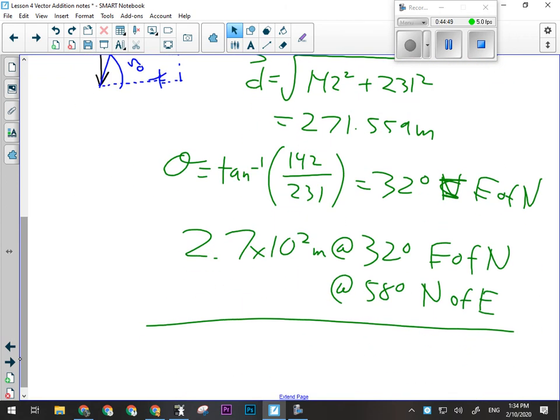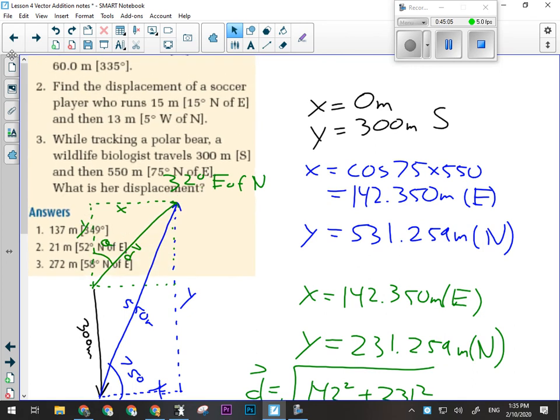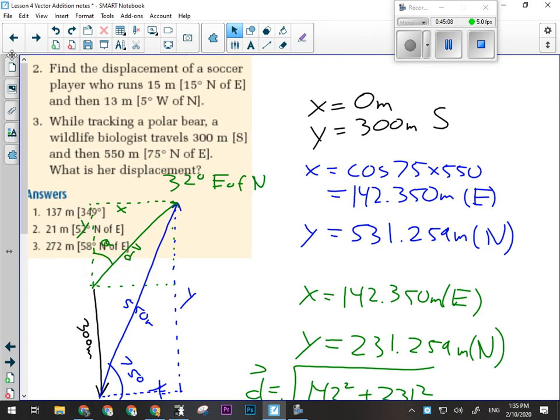All right. Questions on how that one worked? Okay, so that one would be very much like one you'd get on a test: one line that's along a compass direction and one that's angled. All right, I want you guys to try number 2. You're finding the displacement of a soccer player who runs 15 meters at 15 degrees north of east, and then 13 meters at 5 degrees west of north. Again, scale's important here when you draw your diagram initially. I'll give you a few minutes on that, and then I'll draw the diagram.